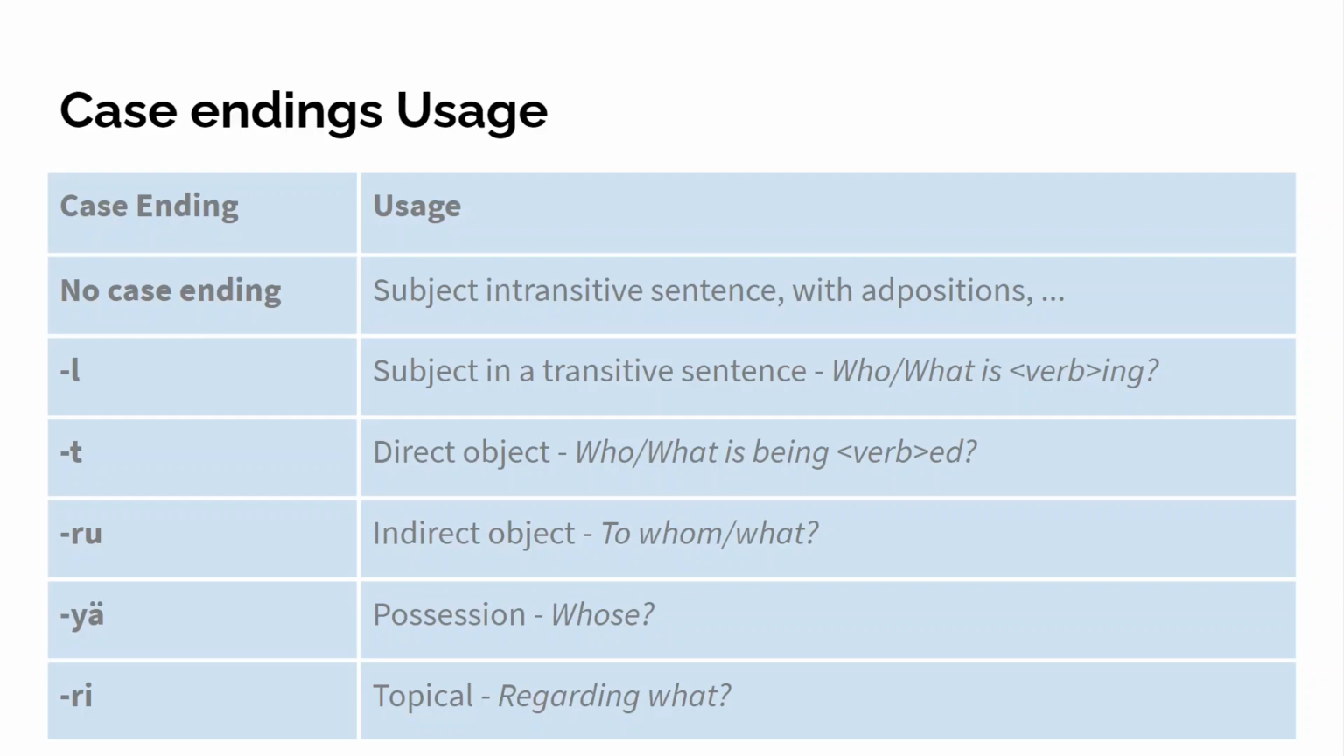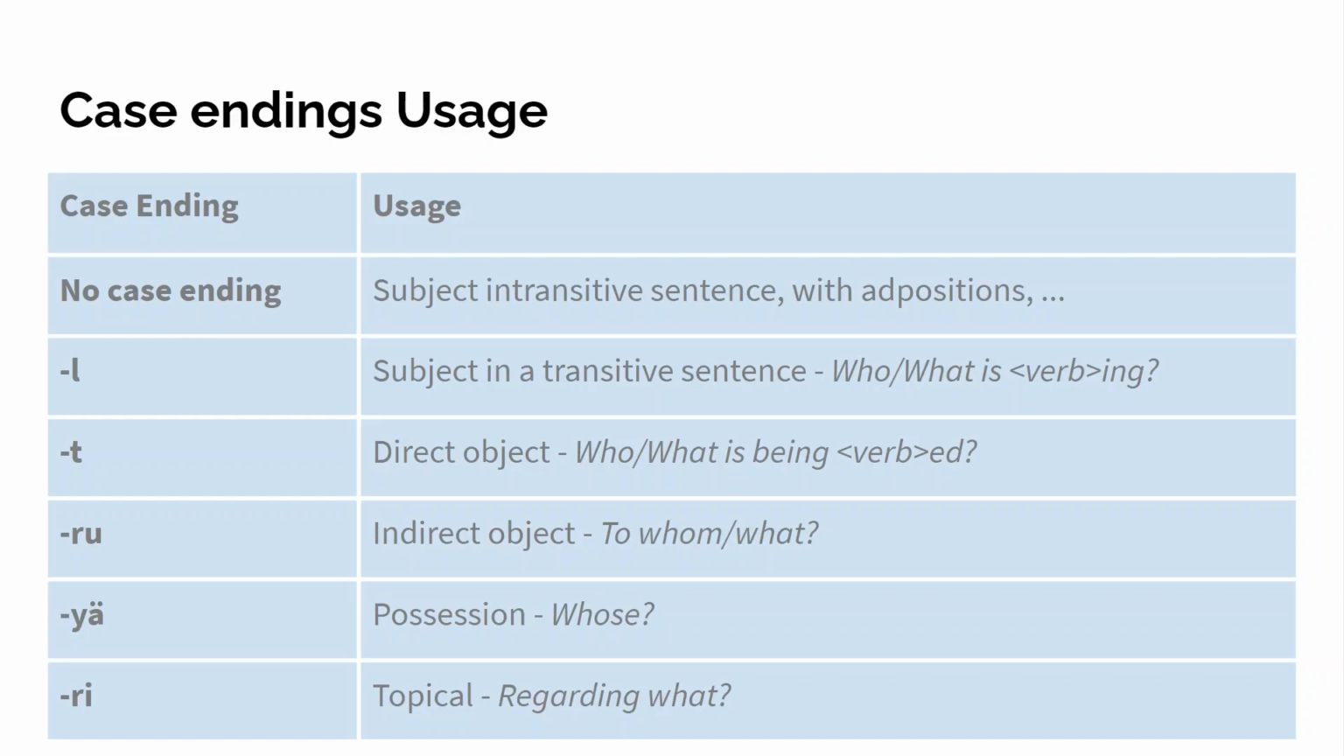Which brings us to the next one, direct object, who or what is being verbed. So for example, who is being seen. If I want to say, I see you, who's being seen, you are being seen, so you would get the t ending. Ru is the indirect object, to whom or what. So for example, in sentences like, I give you the book, then I could ask, to whom do I give the book? To you. So you would be the indirect object in that sentence.